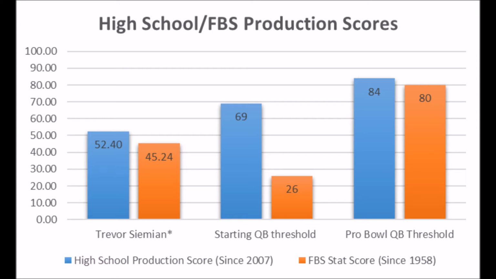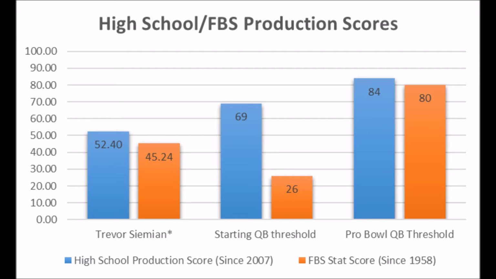And then, of course, the majority of Pro Bowl quarterbacks hit at least 80 or higher in terms of the FBS stat score. The only Pro Bowl quarterbacks who did not hit 80 or higher in terms of their passing, their FBS stat score, were Brett Favre, Matt Hasselbeck, Michael Vick, and Drew Bledsoe. 90% of multiple Pro Bowl quarterbacks since 1958 had at least 80 or higher. Those who didn't, I just mentioned.